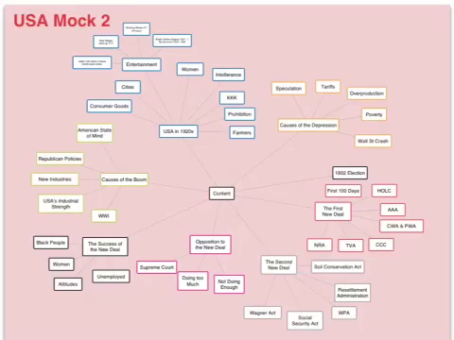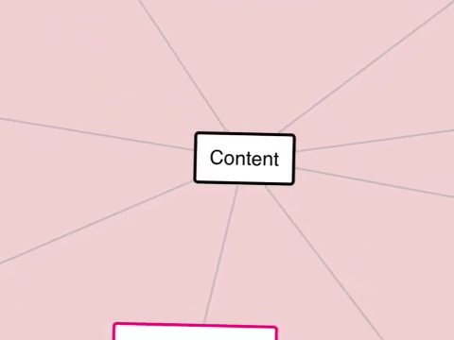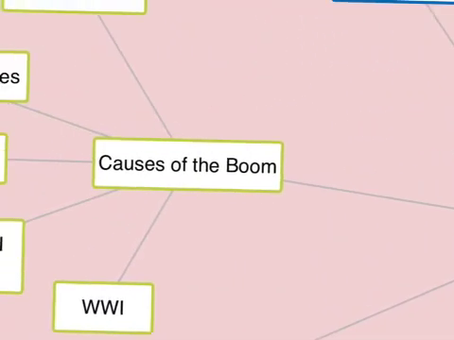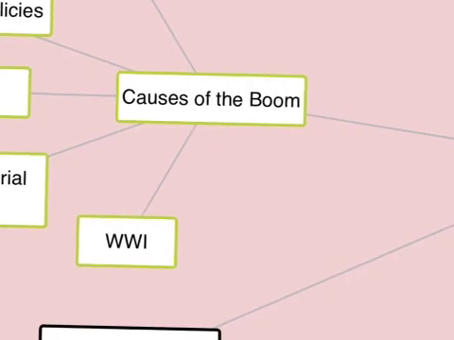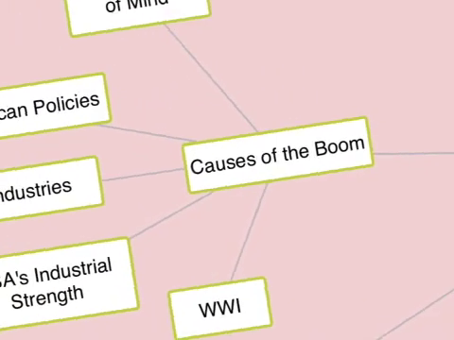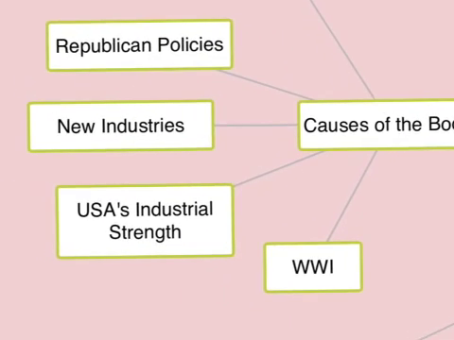Today I'm focusing on the content for the USA mock exam. Obviously the content for this exam is the same, be it a mock or the real thing. What I've done is set out a spider diagram of different areas that I'd like us to look at. The idea is that you take one of these areas, so in this case the cause of the boom. You put causes of the boom in the middle of an A4 sheet, and then off of that you put the causes round.